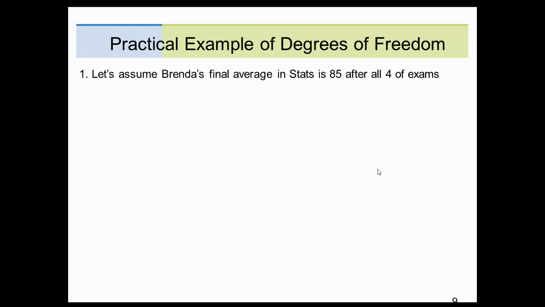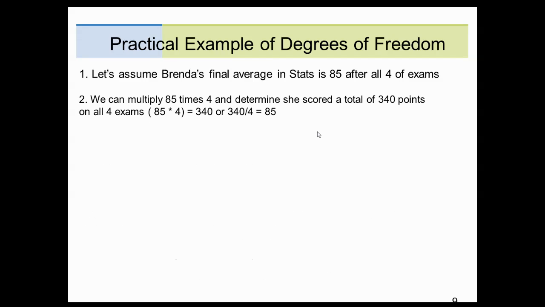Now, let me give you a practical example of degrees of freedom. How Gossett used it, we'd have to go back and look at his work, and however you use it actually is a little beyond the scope of this course. But anyways, a practical example. Let's assume Brenda's final average in stats is 85 after 4 exams. We can multiply 85 times 4 and determine she scored a total of 340 points.